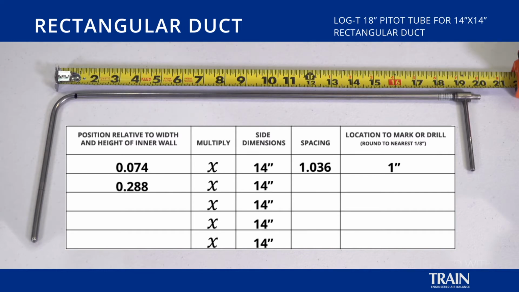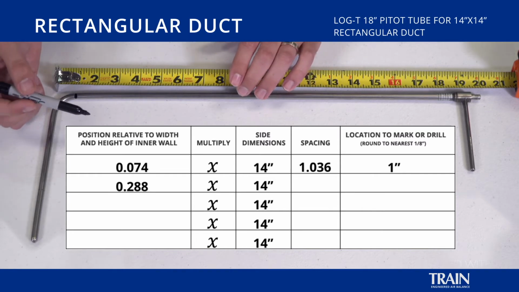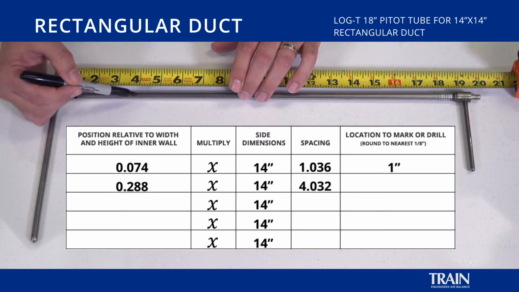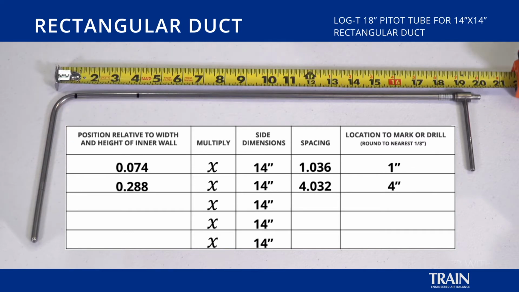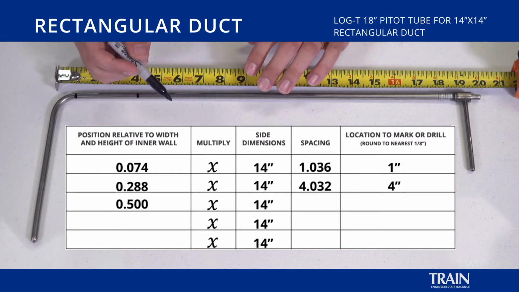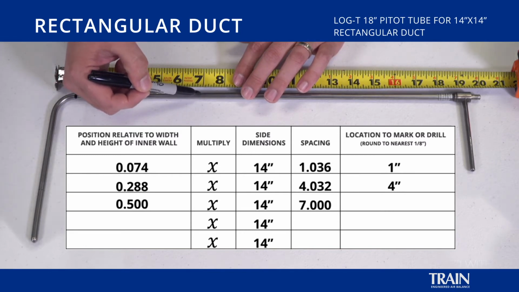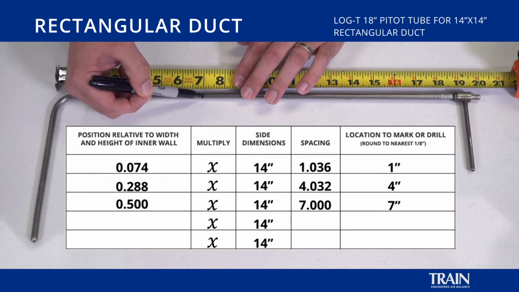The second point and factor is 0.288, which gets multiplied by 14 inches, and that results in a 4-inch mark on the pitot tube. Next, the factor is 0.50 multiplied by 14 inches, and that results in 7 inches that gets marked on the pitot tube.